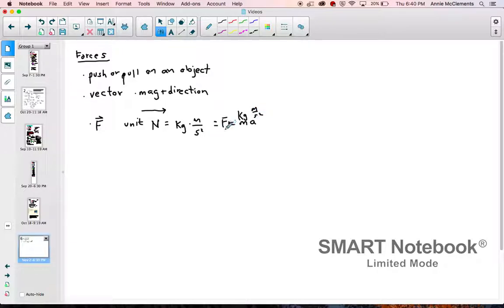But that's kind of an aside. Don't worry about that right now. Our general unit for now is going to be newtons. Keep this conversion in the back of your mind, it's going to be important later.